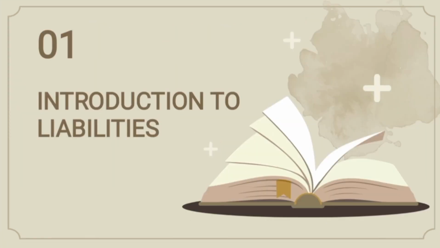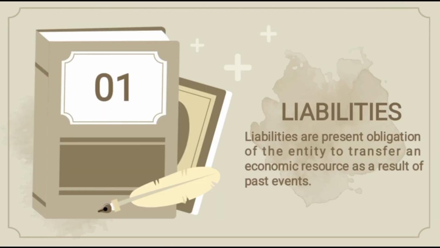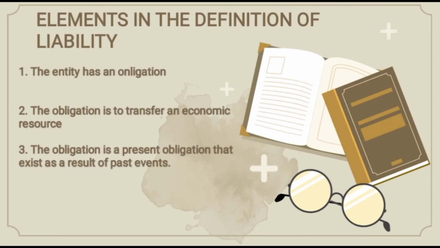Now, as a start, let's define liabilities based on the revised conceptual framework. So, a liability is a present obligation arising from an entity to transfer an economic resource as a result of past events. There are three elements in the definition of liability. Number one, the entity has an obligation. An obligation is a duty or responsibility that an entity has no practical ability to avoid.